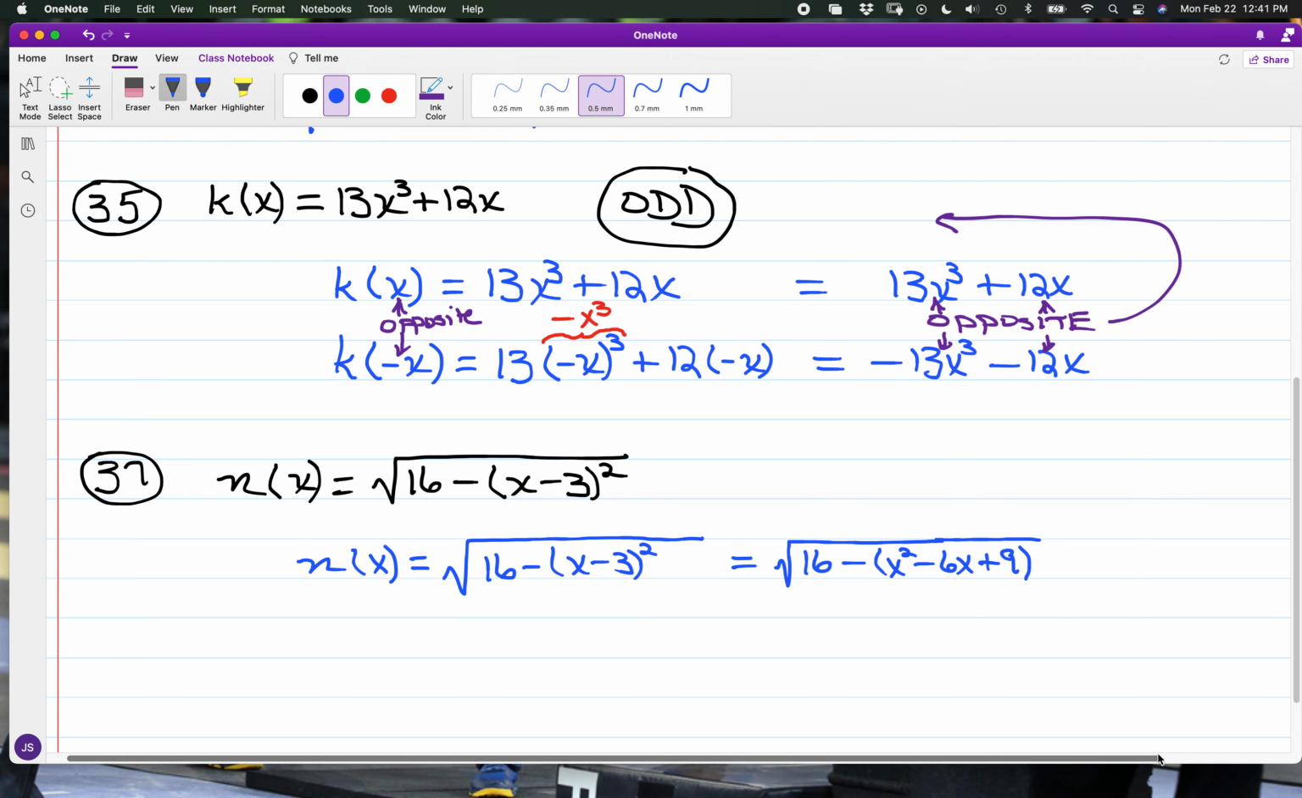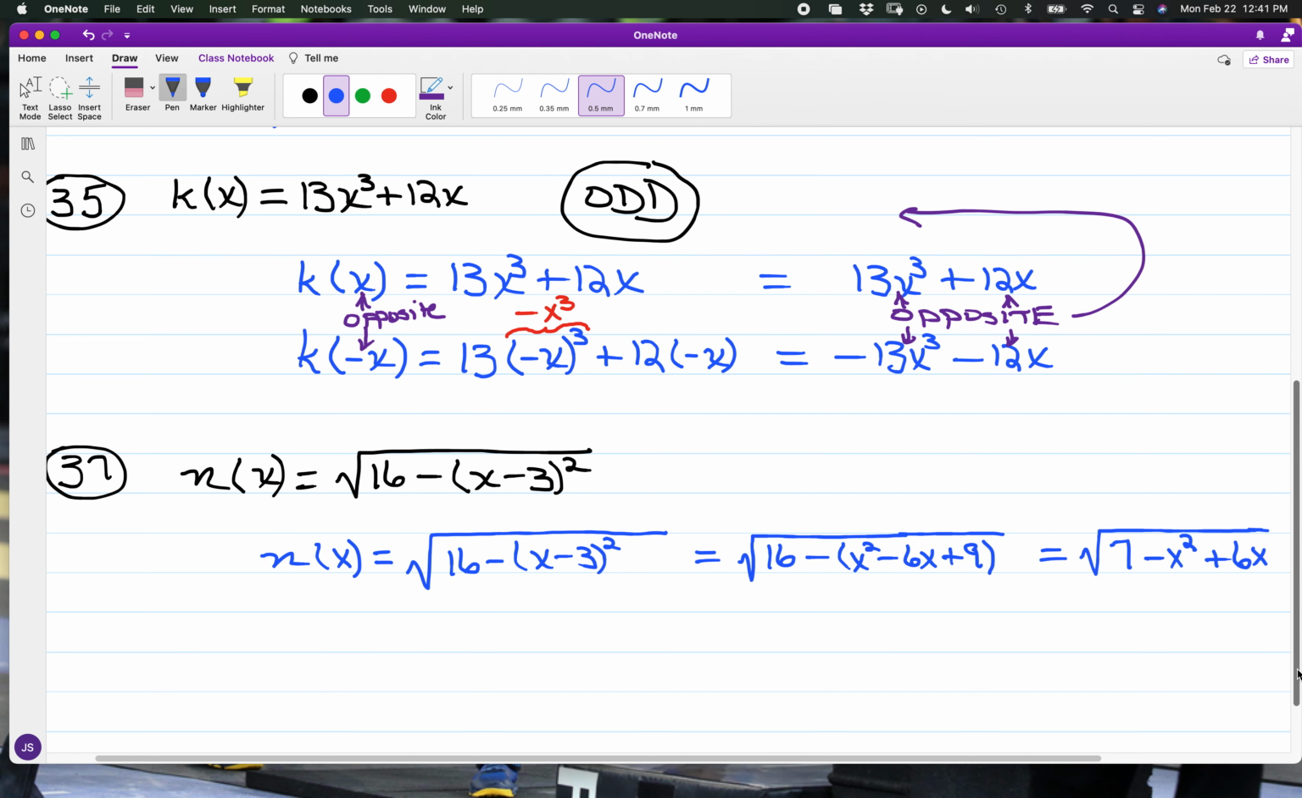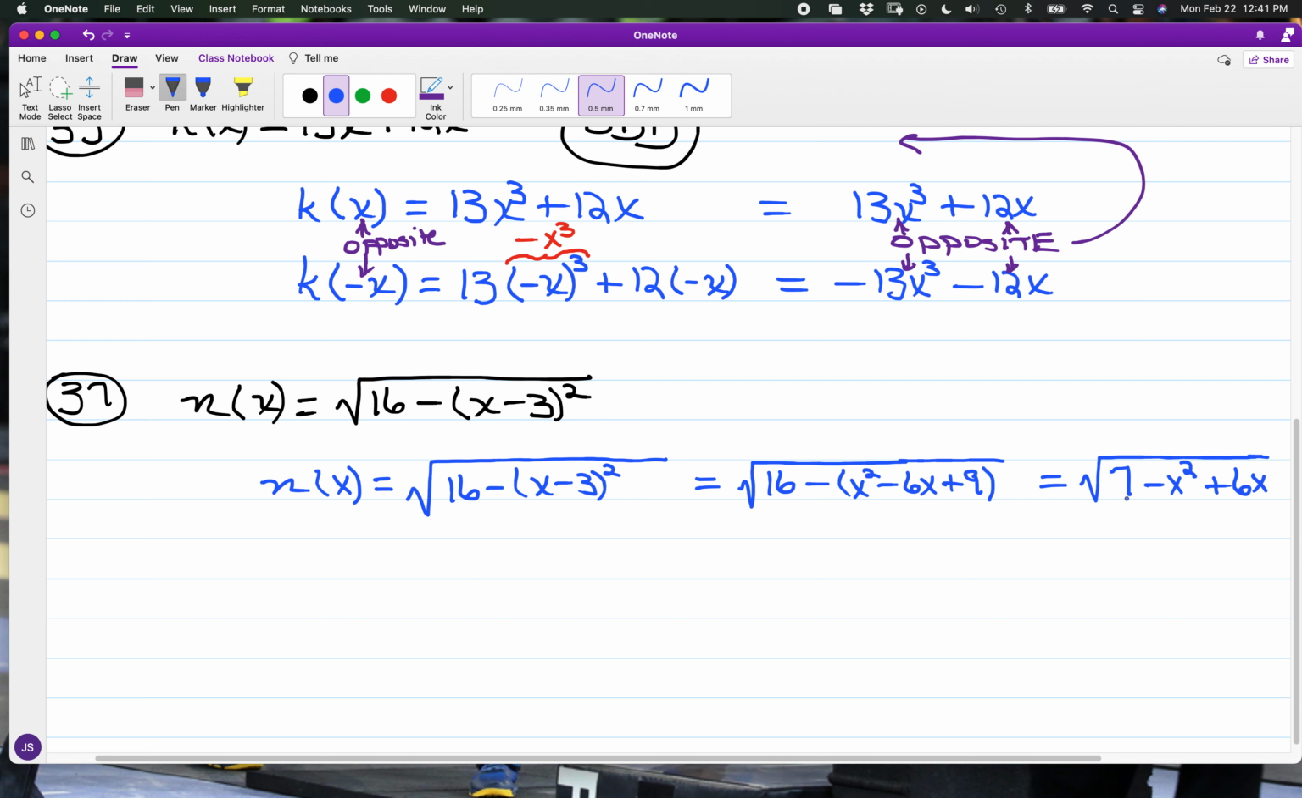And just spreading out and displaying as the square root of individual terms in the mix that are unlike. So with the constants, we have 16 minus 9. So this will leave us with 7. And you have minus x squared. And we have minus 6x, so this will be a plus 6x. And you can rearrange the terms, but we'll just leave what we have for n of x as it is. So we had the square root of 7 minus x squared plus 6x.